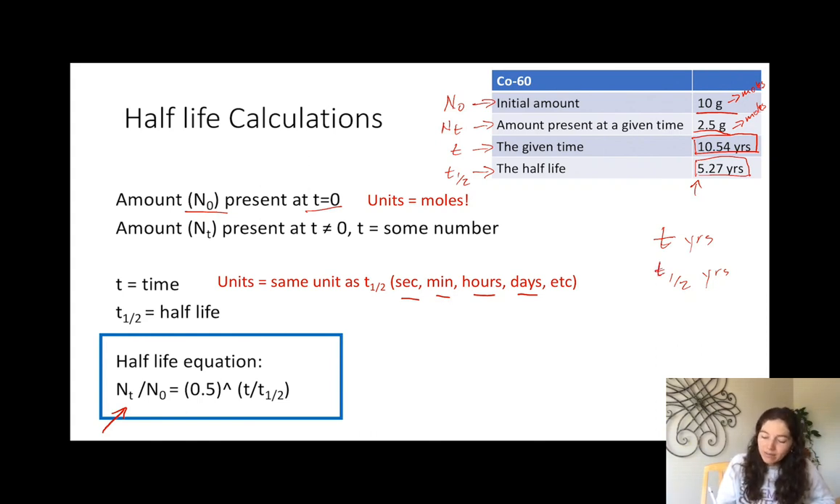But say T1/2 is in seconds. Maybe this is a really fast degradation. Then the time that you calculate from this equation will also be in seconds. Okay, so make sure these match. That's very important.